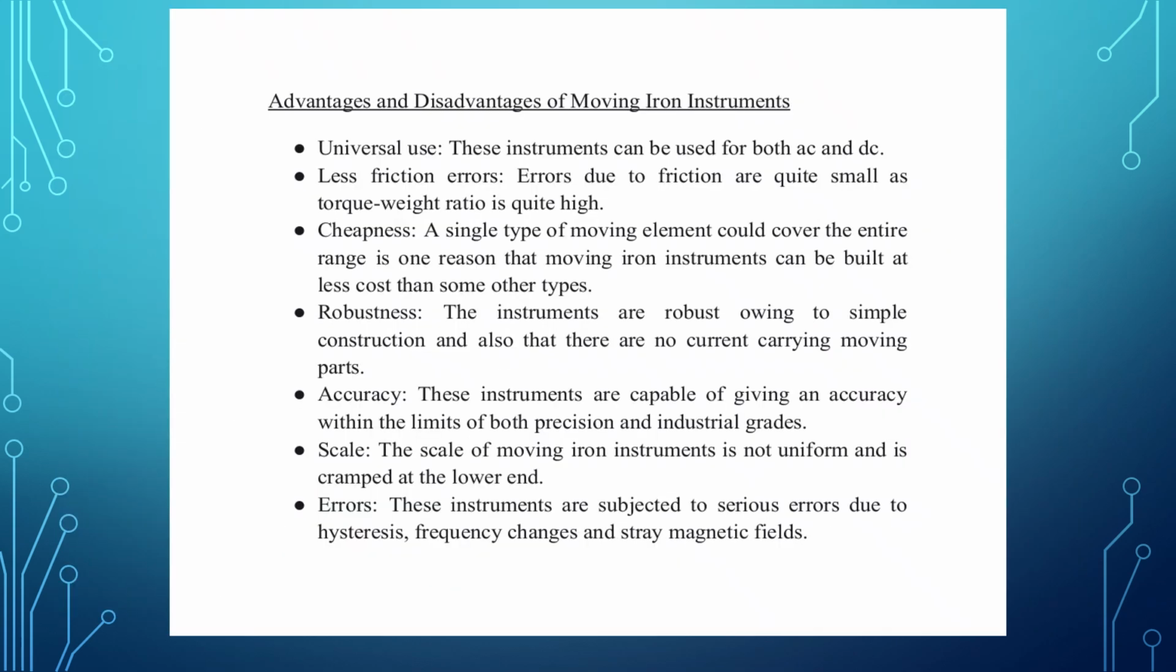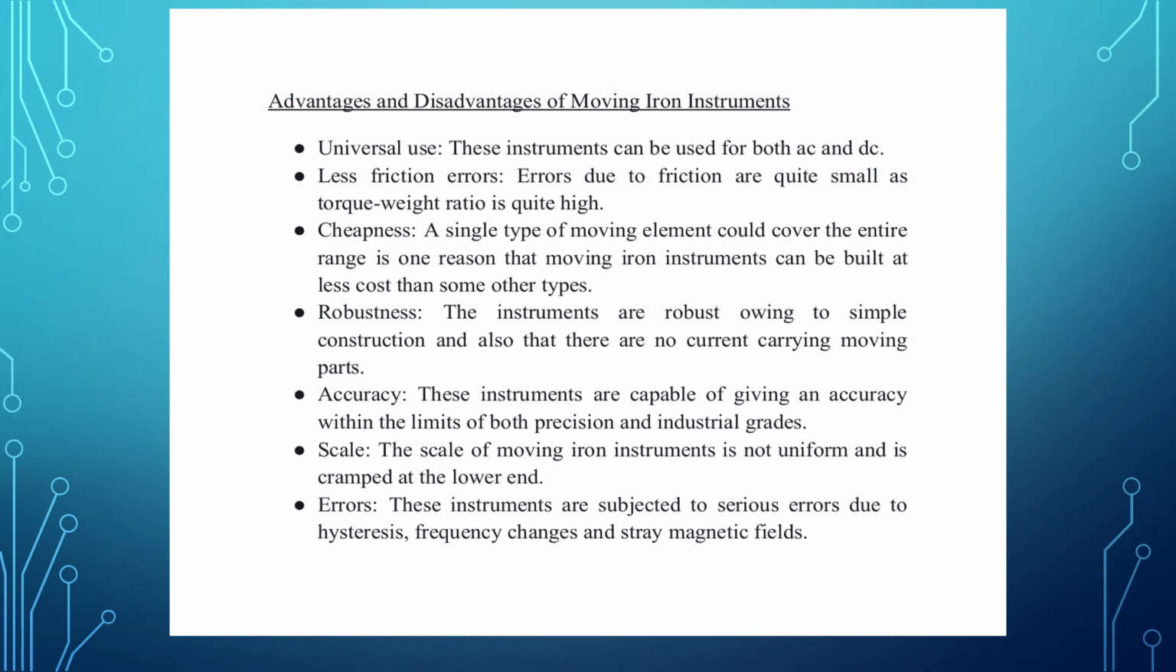Let us see the advantages and disadvantages of moving iron instruments. Universal use: these instruments can be used for both AC and DC. Less friction errors: errors due to friction are quite small as the torque to weight ratio is quite high. Cheapness: a single type of moving element could cover the entire range, so moving iron instruments can be made at less cost than some other types.